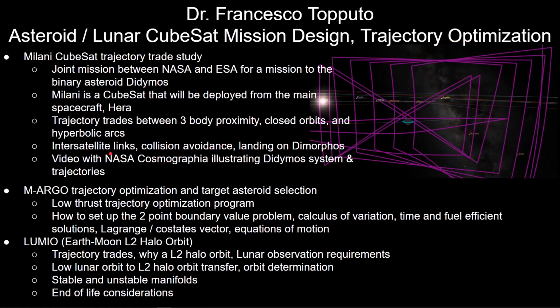We also talk about the inter-satellite links between Hera and the two CubeSats, collision avoidance, and then also they do plan on doing a landing on the little moon called Dimorphos, which is pretty exciting.